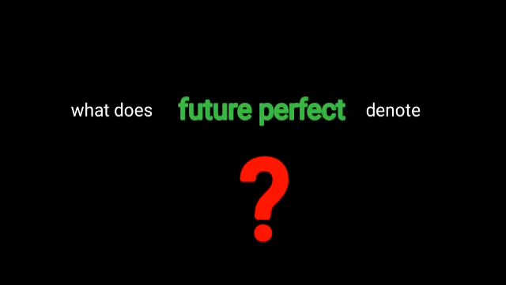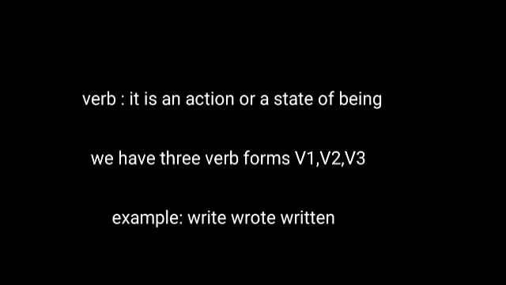Then let's see, friends, what future perfect denotes. And there is a need of knowing about the verb. A verb is an action or a state of being. So we all know that there are 3 forms of verbs. First one is the base form, second V2, and third V3. So we have 3 forms of verbs. For example, watch, watched, watched, play, played, played. So these are all kinds of verbs.